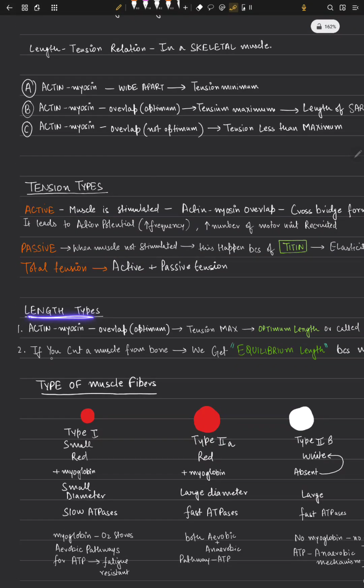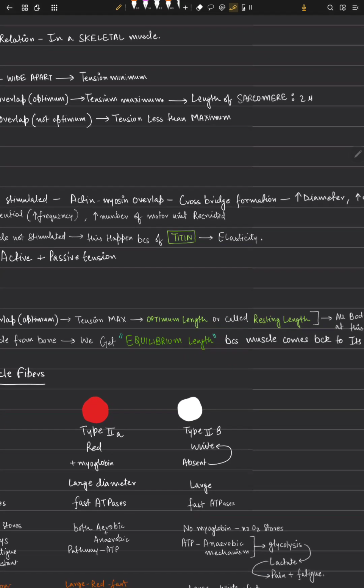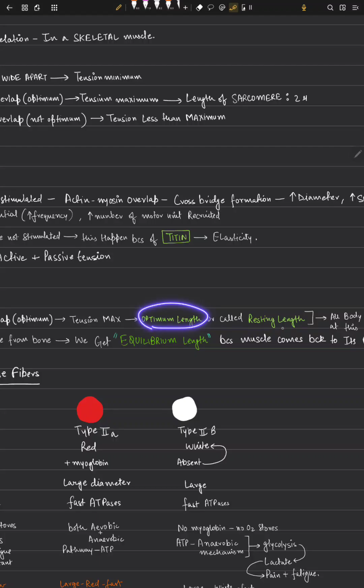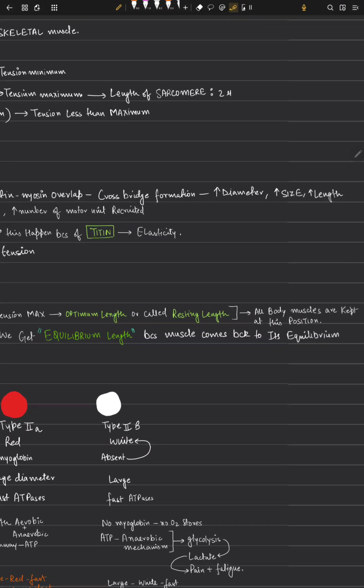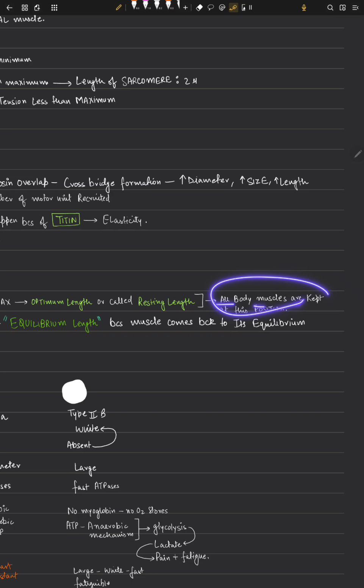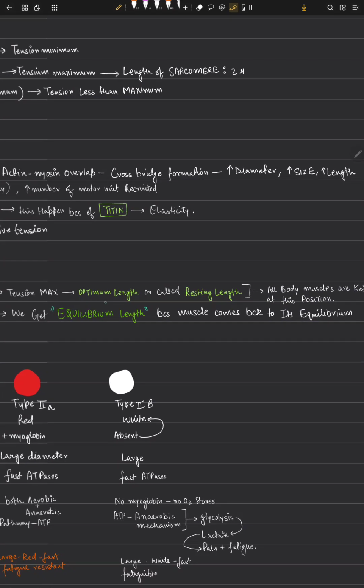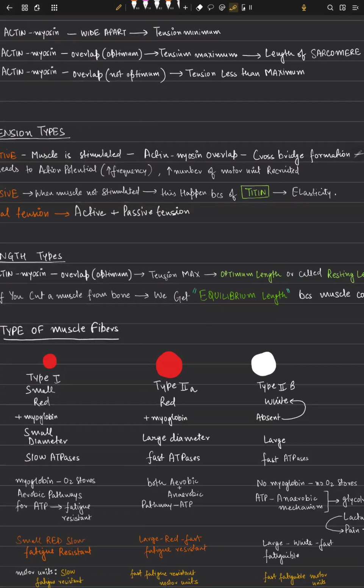What about length types? Well, first, when actin myosin is overlapping optimally, the tension is max. We call this optimum length, or resting length. Resting length, all the body muscles are kept at this position. Cool. We understand that this is resting length. Right now, when you're not stretching or contracting, your muscles are staying at this optimal length, and this length is best for producing maximum tension.